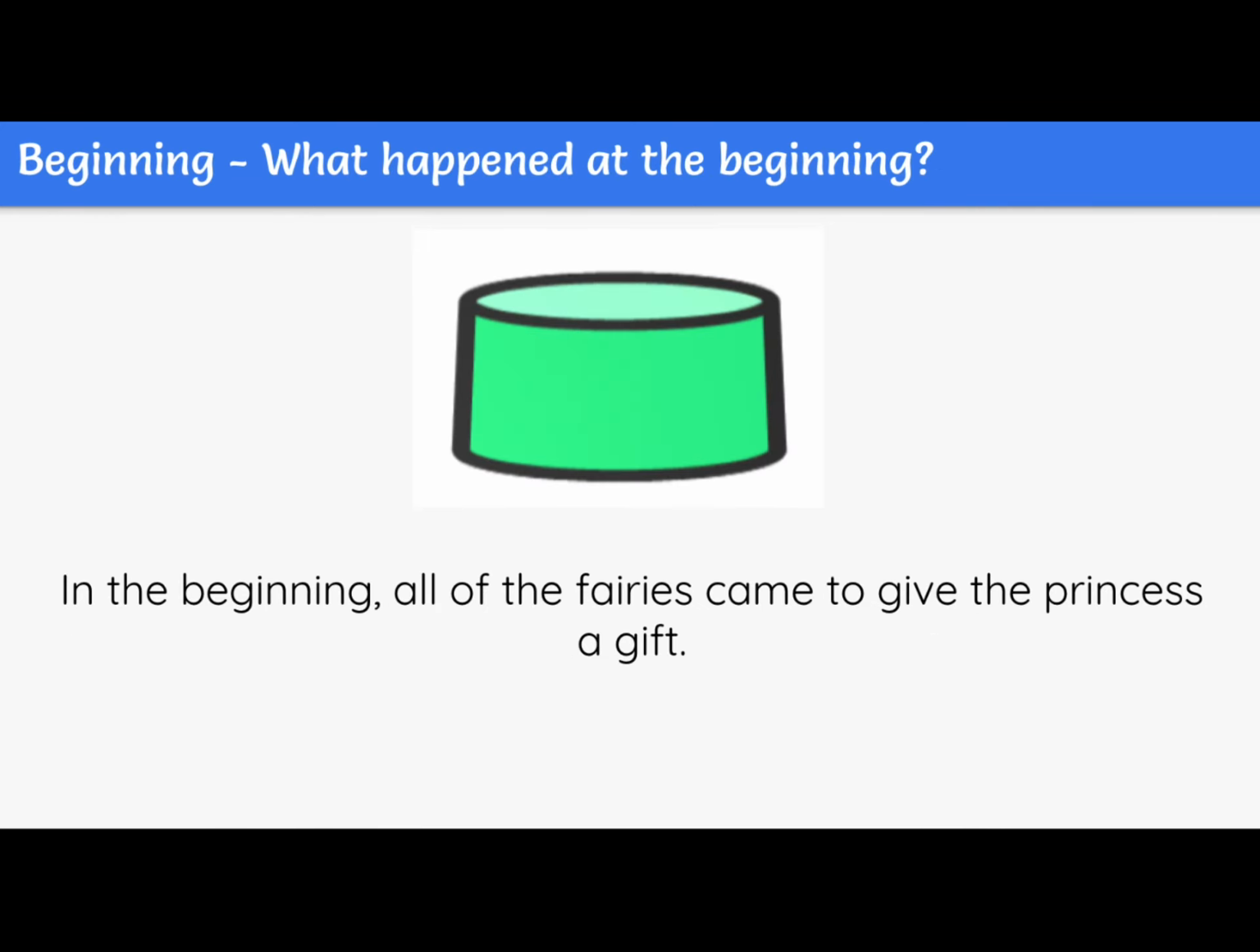The beginning of the story is what happens at the very, very, very front, okay? So if we're thinking about Sleeping Beauty, in the beginning, all of the fairies came to give the princess a gift. I had to think about the whole story. Then I had to think about the beginning. How did the story start? And I had to think of the most important part. I told you the beginning of the story in just one sentence.